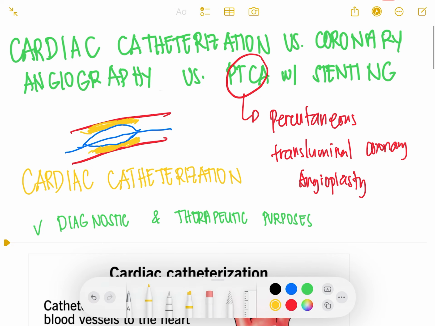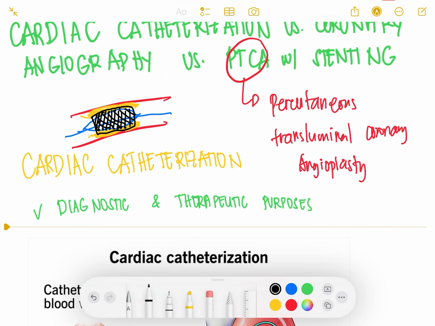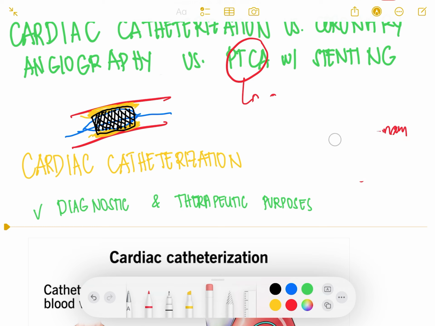And what is the difference of PTCA and PTCA with stenting? Pag sinabi natin PTCA with stenting, okay, after ma-inflate ng balloon, ma-flatten nung fatty substances, pwede dyan mag-iwan ng stent. Okay? Iiwan na dyan yung stent. And that stent will keep that blood vessel open. It will keep that blood vessel open.